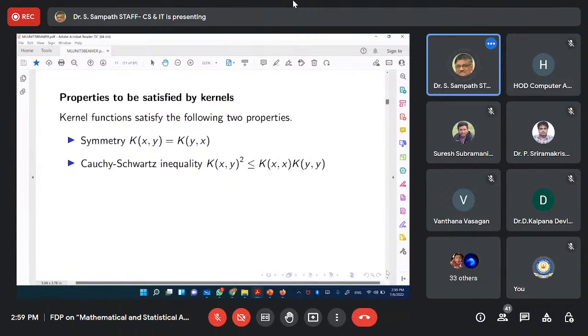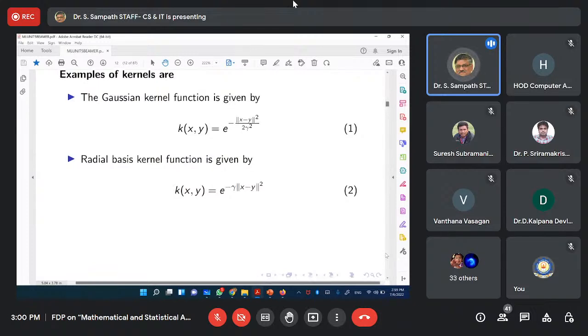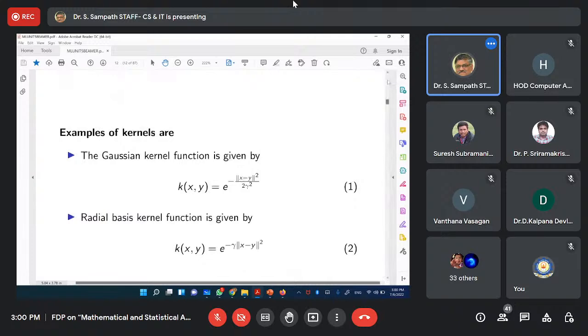So here we have some example kernel functions. This Gaussian kernel function is one of the popular kernel functions which are available. Similarly, we have radial basis kernel function. Then we have polynomial. I think I cannot mention all of these. Somewhere here I must have given them in my PowerPoint.